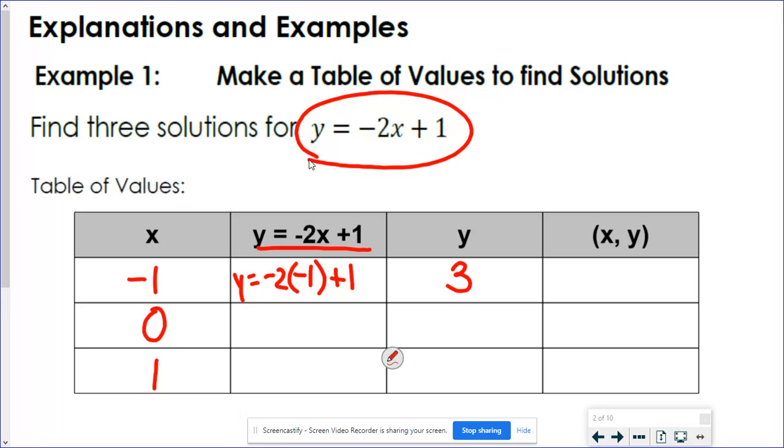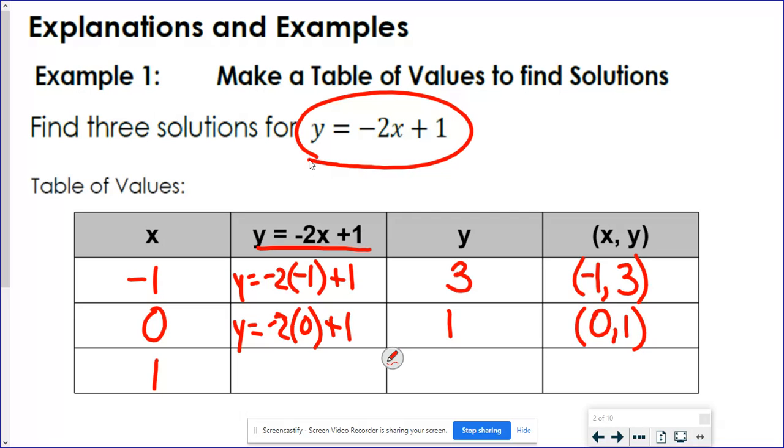That means that my ordered pair, my x and y, just taking the first column, which I had my -1, and then there's my y value, is (-1, 3). That's an ordered pair that works in this equation. When I substitute a 0, I would have y equals -2 times 0, which is 0, plus 1 gives me 1. So my ordered pair is going to be (0, 1).